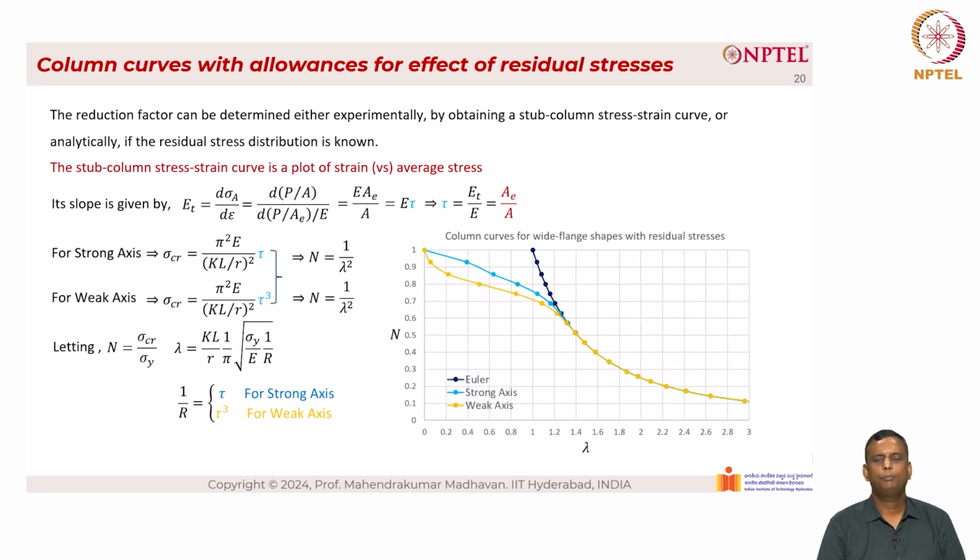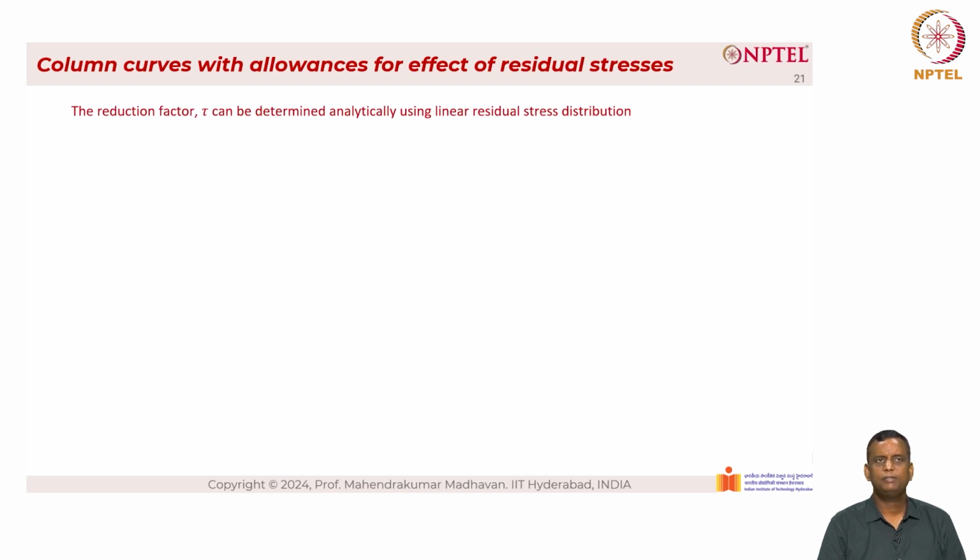So when we plot the non-dimensional version of the stress versus the slenderness, we have 3 different curves. The one in blue is basically the Euler curve, the one in cyan is the strong axis bending curve, and the one in yellow is the weak axis bending. Clearly, it can be observed that strong axis bending has a higher strength curve compared to weak axis bending, and this is primarily due to the residual stress distribution that occurs in wide flange shapes. Now, the reduction factor tau can be determined analytically using linear residual stress distribution.